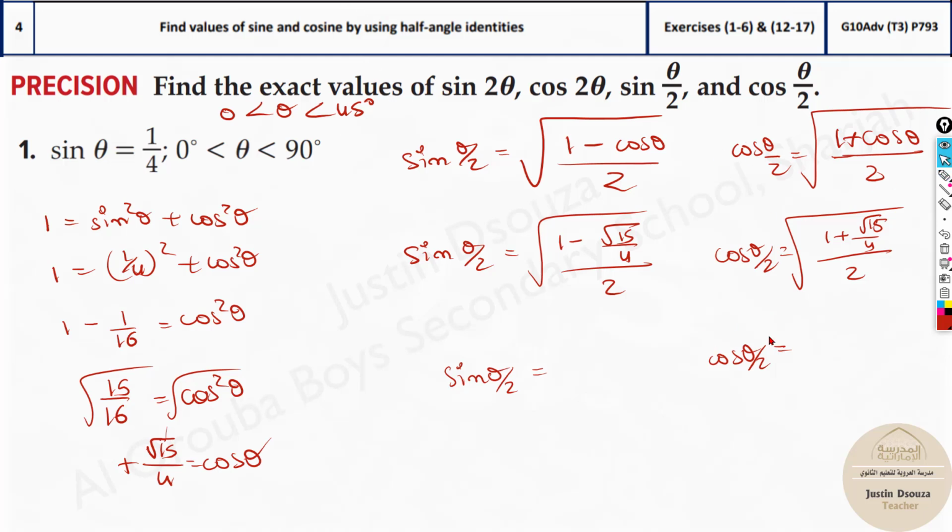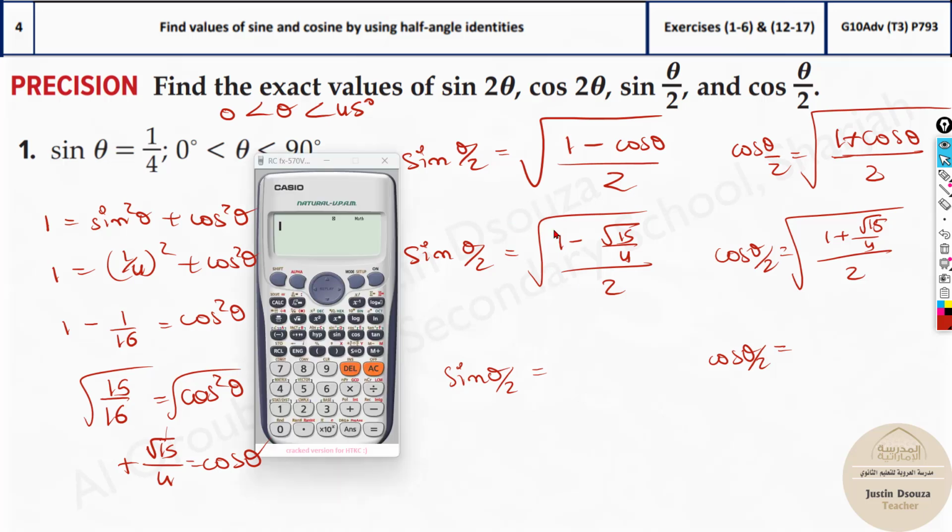Now we will use our calculators and solve this. Here, be careful when you substitute in the calculator. Put the square root symbol, then the fraction symbol, 1 minus, again a fraction symbol, square root 15 divided by 4, divided by 2. Now press equal to, and you're getting this answer.